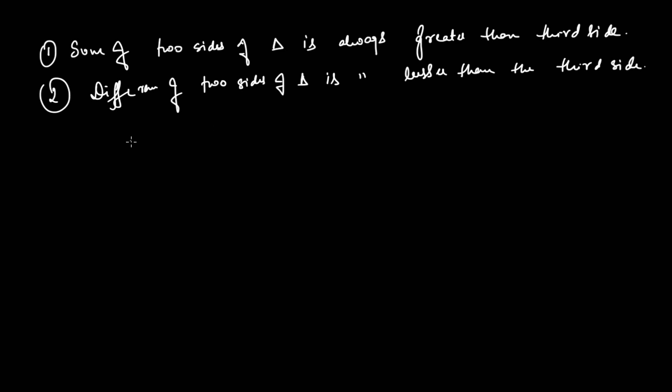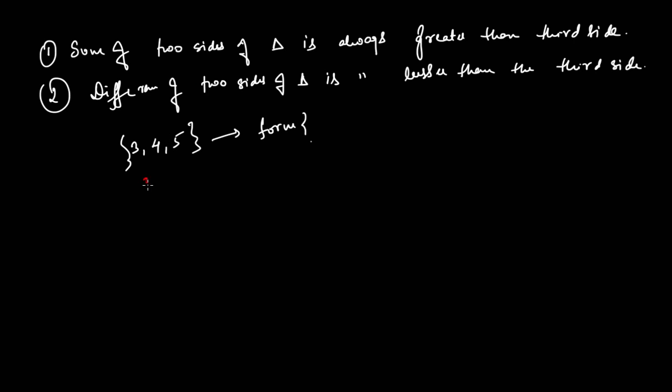Say I have a triangle with sides 3 centimeters, 4 centimeters, 5 centimeters, and I need to construct a triangle with these given sides. Then first of all I need to consider: can I form such a triangle? Can a triangle with such dimensions be formed? If yes, then we have to check it. If it satisfies the property, then it can be formed.